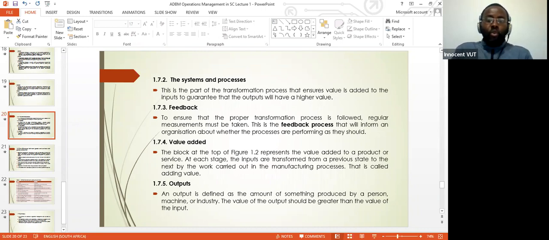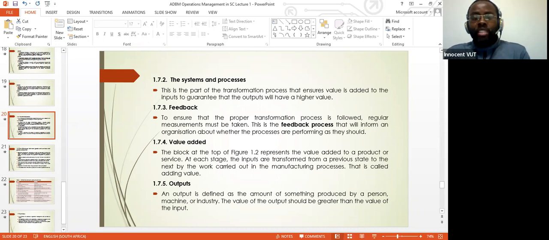And then on the transformation process, we have feedback to ensure that the proper transformation process is followed. Regular measurements must be taken. This is the feedback process that will inform an organization about whether the processes are performing as they should. So feedback is very, very important.